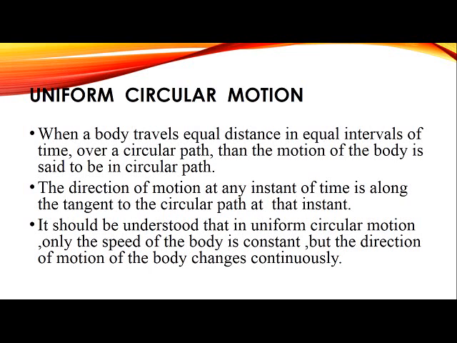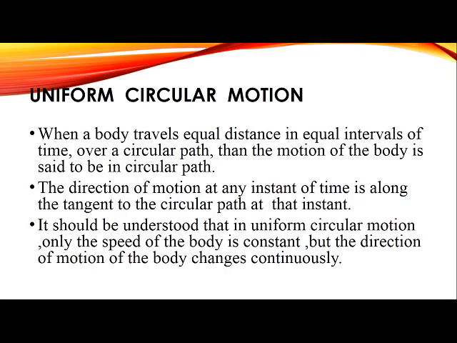So what is uniform circular motion? When a body travels equal distance in equal intervals of time over a circular path, then the motion of the body is said to be uniform circular motion. The direction of motion at any instant of time is along the tangent to the circular path at that instant. It means at any particular point, if we try to stop the body, the direction of movement of the body will be tangent to the circular path.